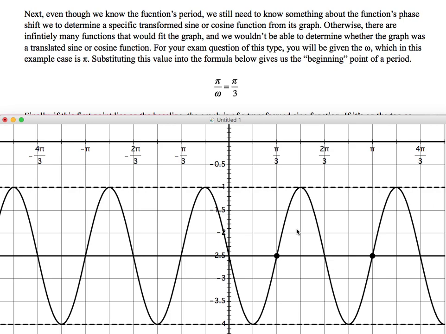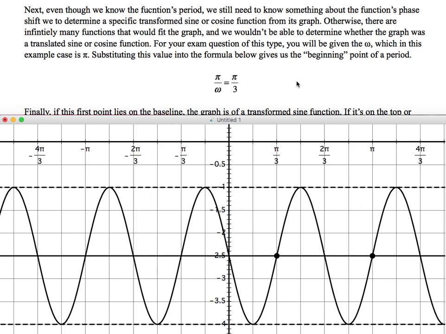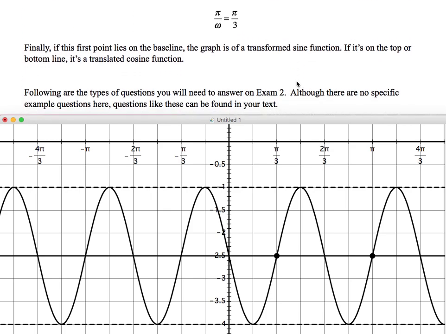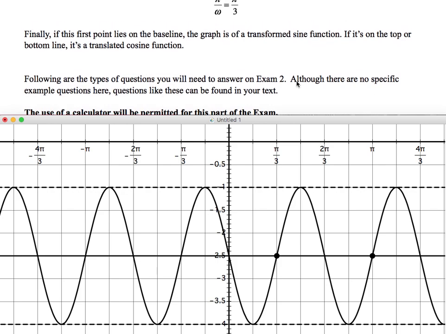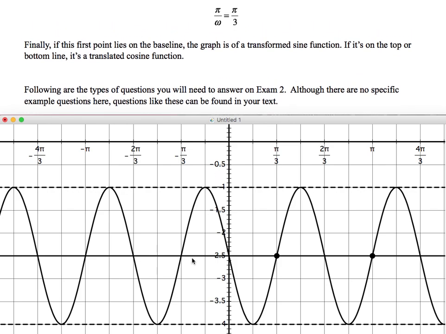phase shift. And so for your exam question, you will be given this omega, and then if you plug that into this simple formula here, that will tell you where the beginning point of your period is. And finally, if that first point lies on the baseline, then the graph is going to be of a transformed sine function. If that point lies on the top or bottom line, then you have a translated cosine function.